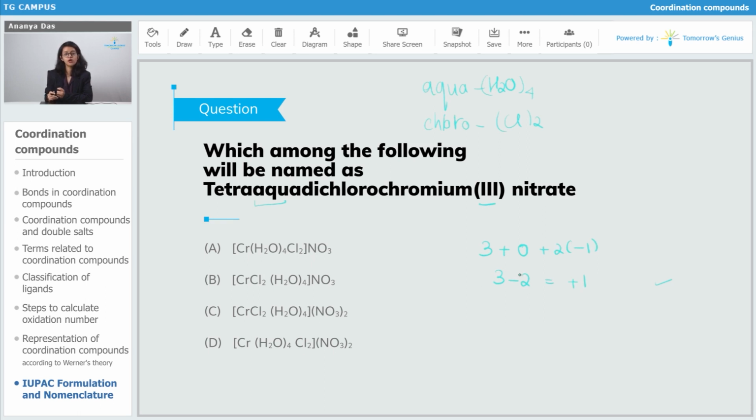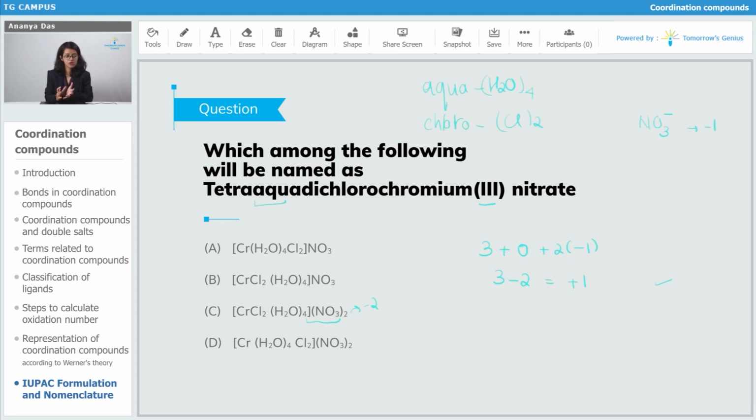That means we need to have a charge of minus 1 outside. Now, the nitrate NO3 is a negative ligand, it has a charge of minus 1. So if NO3 is present twice, the overall charge outside the complex will be minus 2, whereas the charge on the complex is plus 1. So this is wrong. Option C and option D are incorrect. Option A and option B are still in the running for the correct answer.